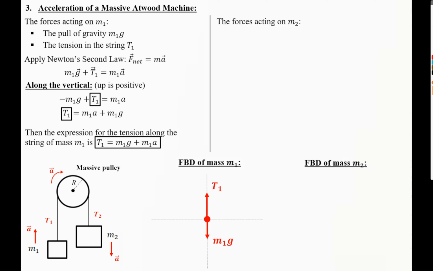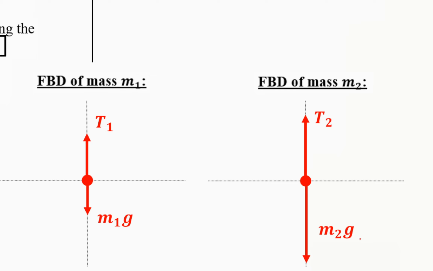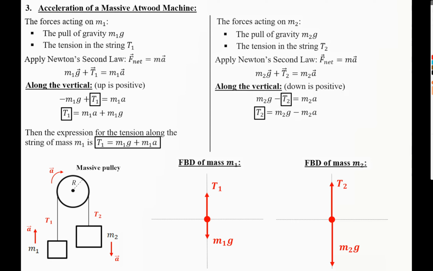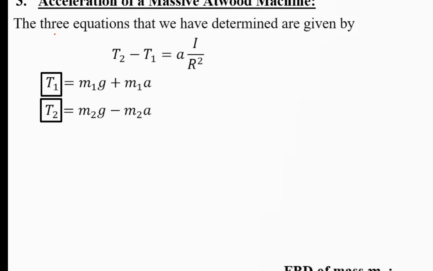Now what about the forces acting on m2? We have the pull of gravity down and the tension T2 up, and notice that I have represented m2g to be greater than T2 because it's accelerating downward. And now we're going to apply Newton's second law, which is F net is ma. The positive direction is taken to be down, then m2g minus T2 is m2a, which means that T2 is given by m2g minus m2a. Then the expression of the tension along the string of mass m2 is given by m2g minus m2a. Now we have these three equations.